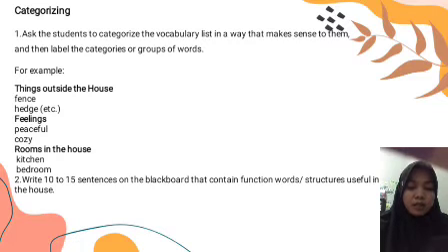And the second, write 10 to 15 sentences on the blackboard that contain function words and structures useful in describing the house. If possible, the sentences should be from the ones written by the students in the previous class. The class practices the sentences using the human computer. Working on whole sentences allows work on intonation.